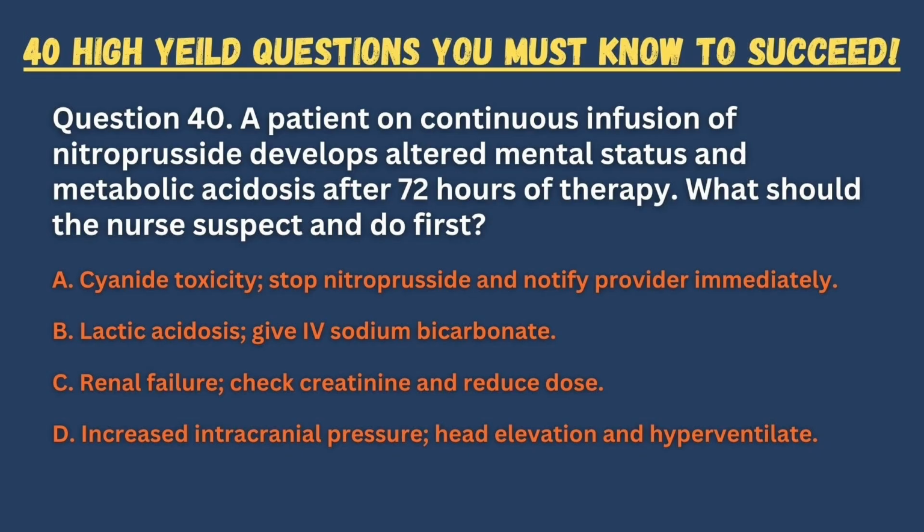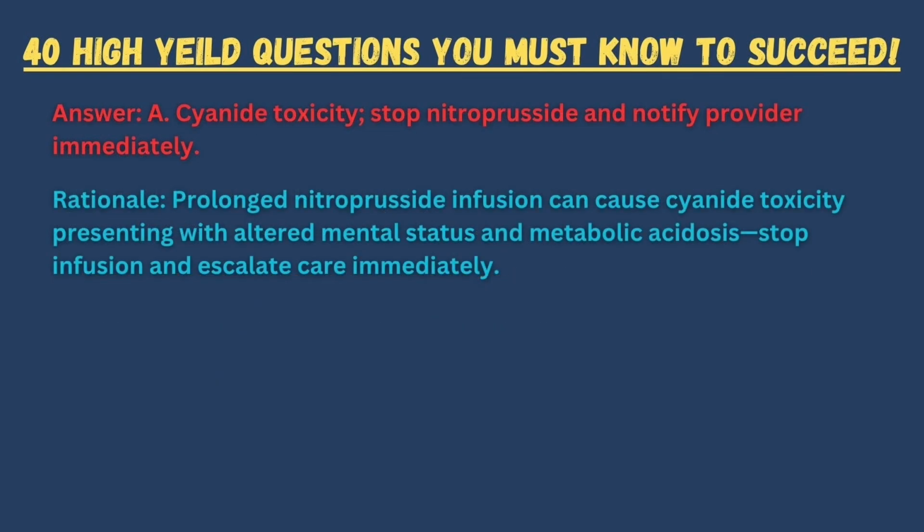B. Lactic acidosis. Give IV sodium bicarbonate. C. Renal failure. Check creatinine and reduce dose. D. Increased intracranial pressure, head elevation, and hyperventilate. Answer. A. Cyanide toxicity. Stop nitroprusside and notify provider immediately. Rationale. Prolonged nitroprusside infusion can cause cyanide toxicity, presenting with altered mental status and metabolic acidosis. Stop infusion and escalate care immediately.